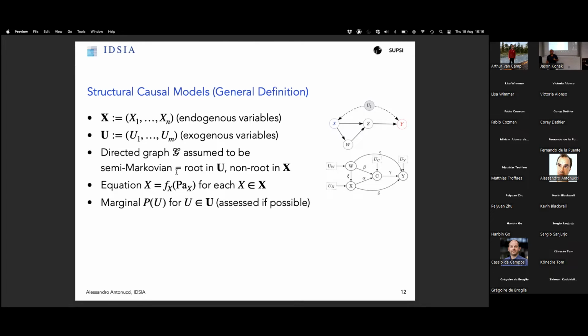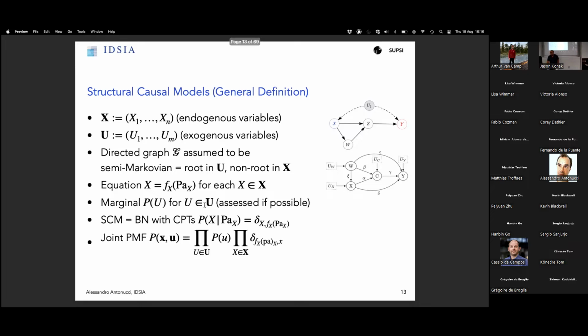Okay, a typical assumption is the semi-Markovian one. Let's say we comply with this assumption. So these latent variables are assumed to be the roots of the graph, the parentless nodes of the graph, while the other variables are the X. So this is the typical setup of structural causal models. The ingredients are the graph, the equations, one equation for each manifest variable, and, as we want to define a probabilistic model, at least in principle, when possible, a marginal probability P of U for each one of these latent, or as we call them, exogenous variables. So these are the three ingredients of these models.